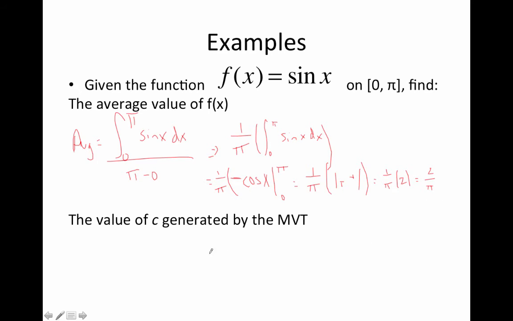Okay? Now, the next step is to basically figure out what value of c is going to get us that. So if 2 over pi is our f of c, we just basically have to solve the equation sine c equals 2 over pi. This would probably be something you would need to use your calculator for, because I don't think many people can do the inverse of 2 over pi, but that's what we would do.